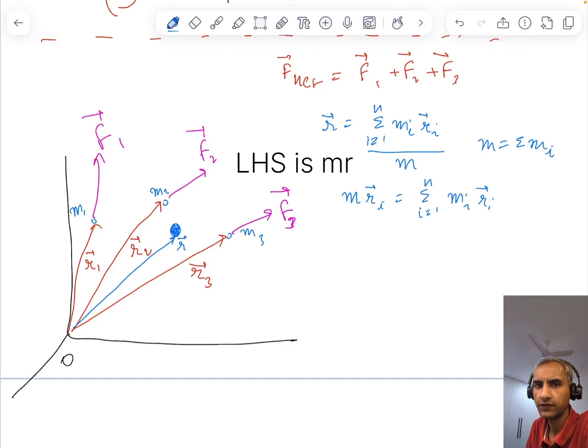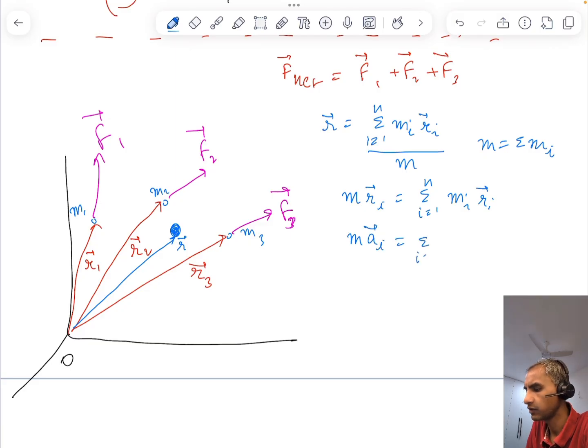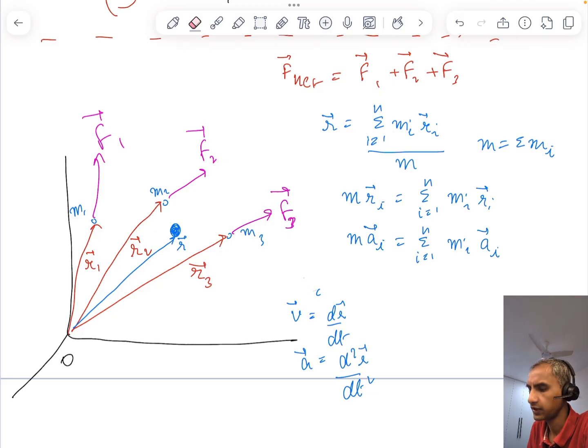Now we differentiate that twice with respect to time, and we have m A vector equal to sigma i equal to 1 to n mi ai vector. We can do that because if this is the position vector, then v vector is equal to dr vector by dt, and of course a vector is equal to d2r vector divided by dt2. Because of that, we can simply differentiate twice and we get the acceleration.